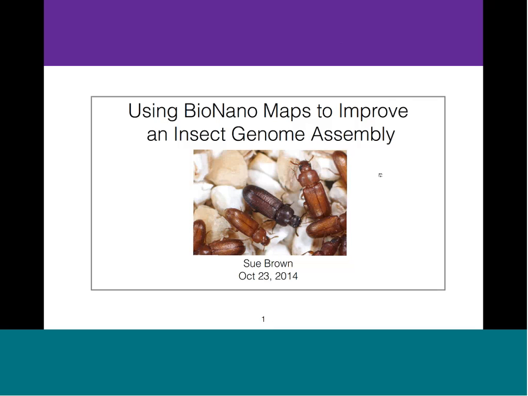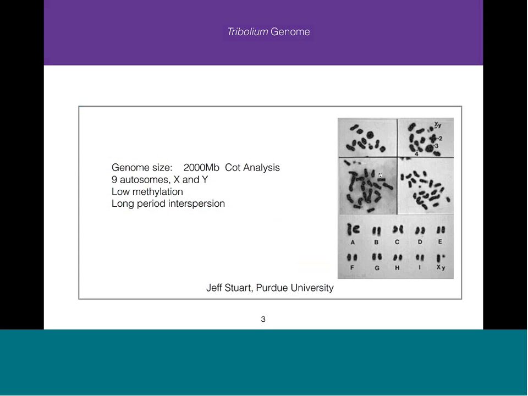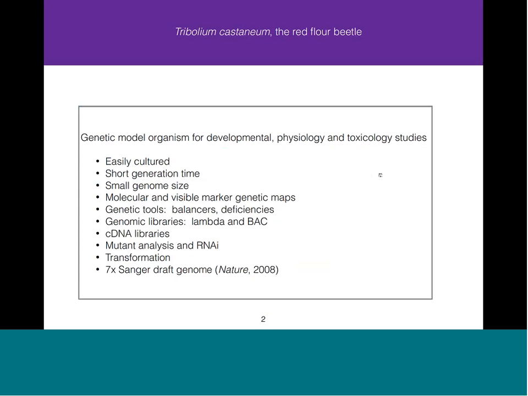Now it's moving. Okay. So Tribolium is considered the red flower beetle. It is a pest of stored grain, and we have developed it as a genetic model organism for studies in development, physiology, and toxicology. As a good model organism should be, it's easily cultured. It has a short generation time and large brood size. It has a very small genome size.